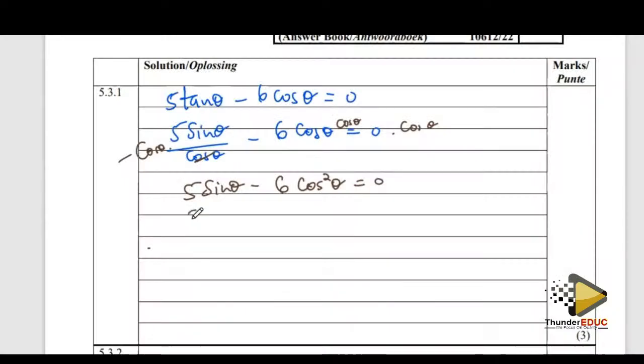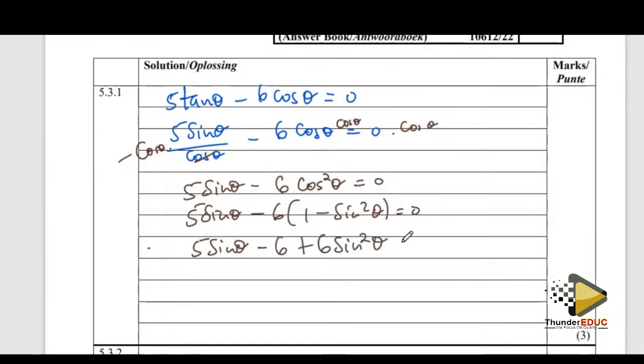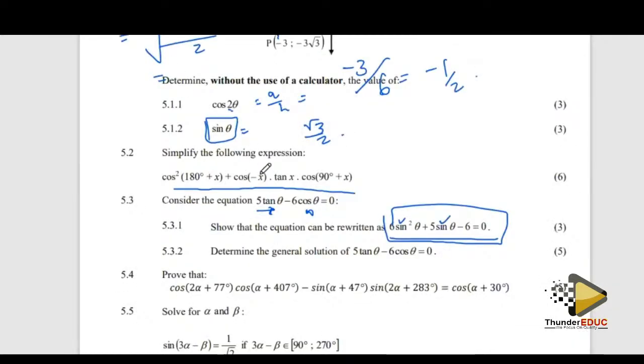Then let's change the cos squared into sine. That's going to be 1 minus sine squared theta. Then just open this up. You'll have your 5 sine theta minus 6, and then this and this will give you plus 6 sine squared theta. Rearrange this, so it's 6 sine squared theta plus 5 sine theta minus 6 is equal to 0. I think that's what they had. It's a plus 5 sine minus 6. Correct.